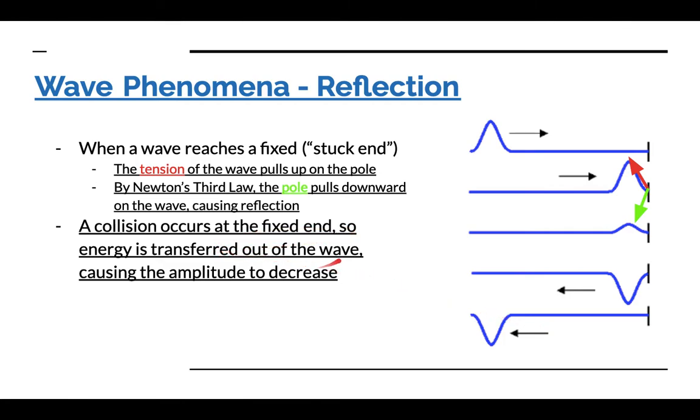So at the end, a collision is occurring at the fixed end. Energy is going to be transferred out of the wave, causing the amplitude to decrease every time there is a reflection. We have this inelastic collision where energy is transferred out, and as a result, the amplitude of our wave will decrease, since amplitude is a measure of the energy of the wave. And technically, if I want to be 100% accurate, this green force should actually be completely opposite, 180 degrees to the red force, but for diagram purposes, it's not that big of a deal.